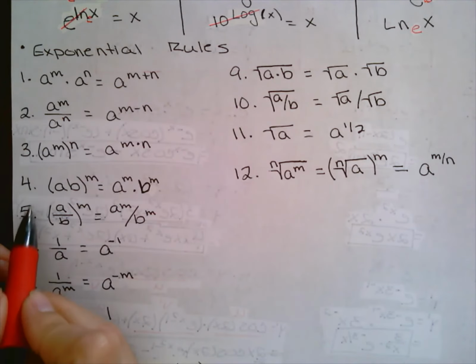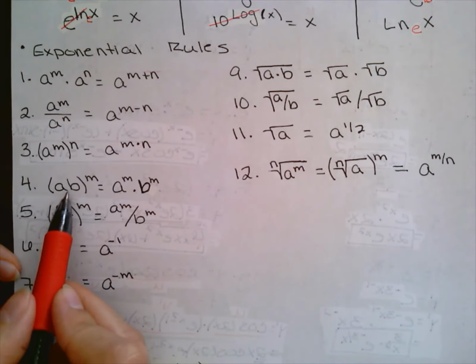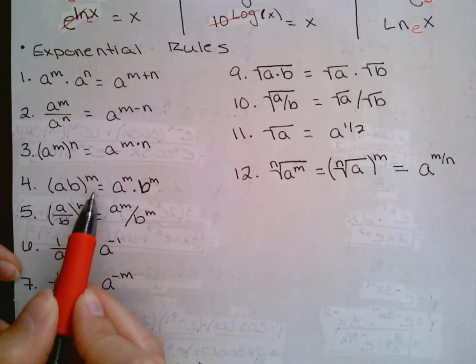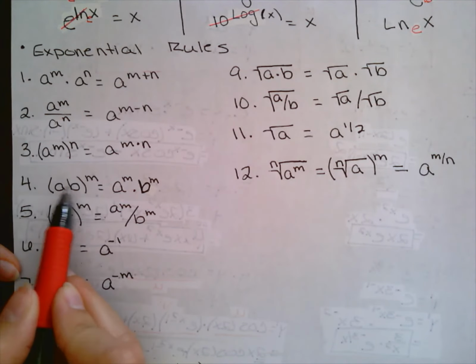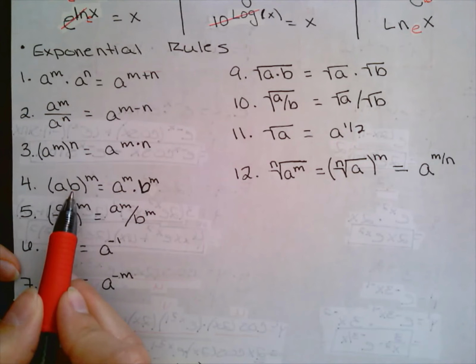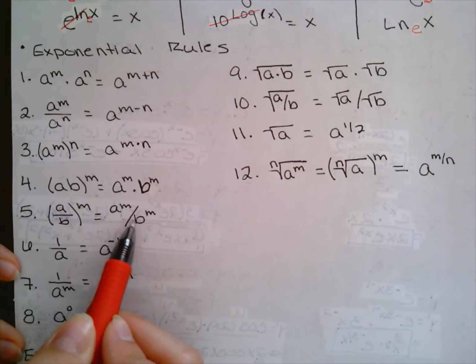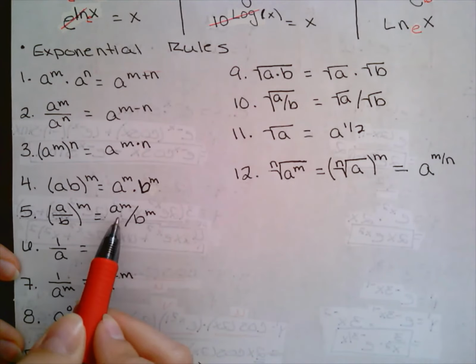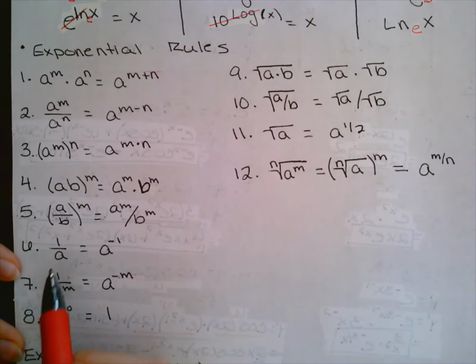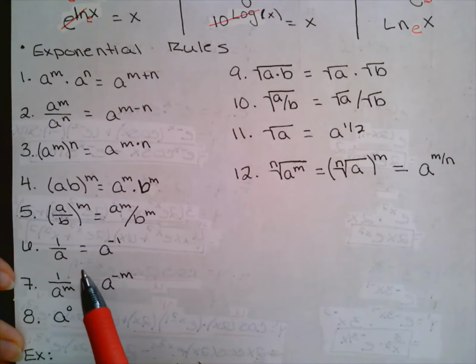4 and 5 kind of go hand in hand. If I'm multiplying or dividing and I have an exponent, that exponent can get distributed to both of the values. So again, it belongs to the a and to the b. Same thing with dividing. I can apply that exponent to both numerator and denominator. 6 and 7 go hand in hand.